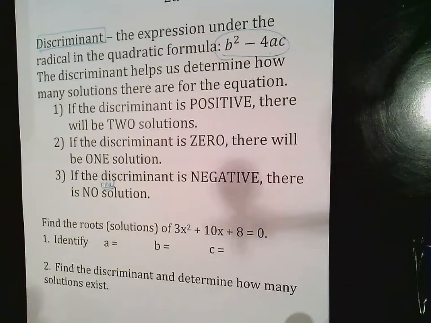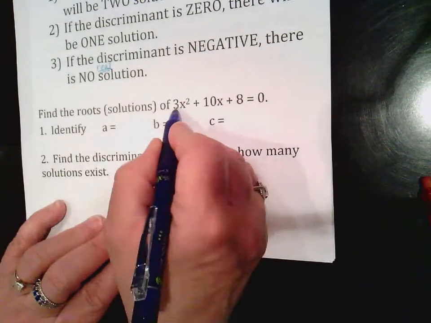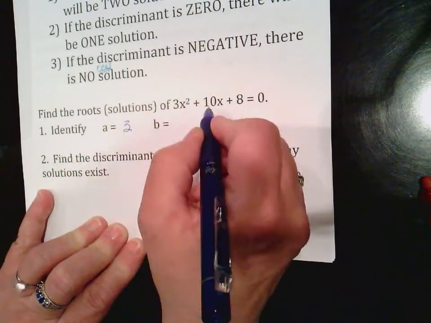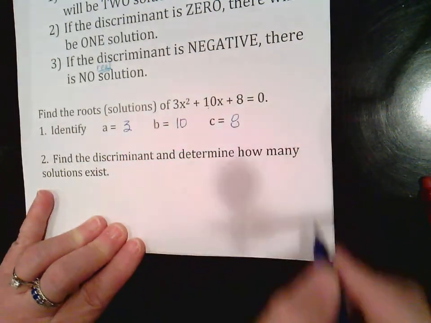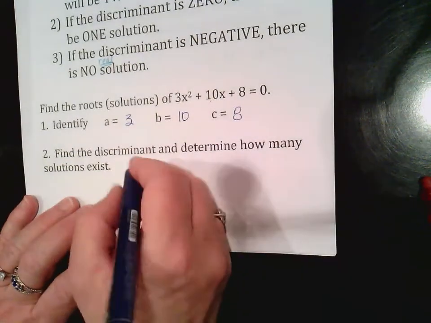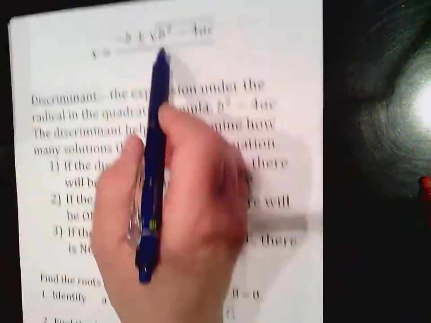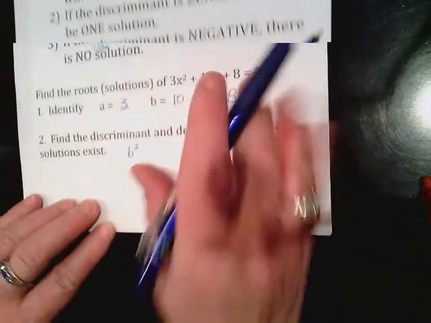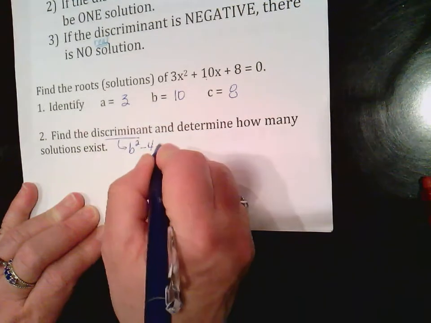So for this first one, we're going to find the roots of this equation. And the first thing we have to do is identify what a, b, and c are. My a is 3. Remember, b is in front of x, that's 10. My c is 8. Now I'm going to find the discriminant first. The discriminant is the part under the radical. That's the b squared minus 4ac. So I'm going to write that here. The discriminant is b squared minus 4ac.